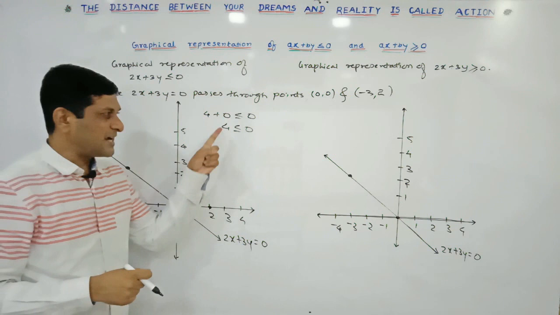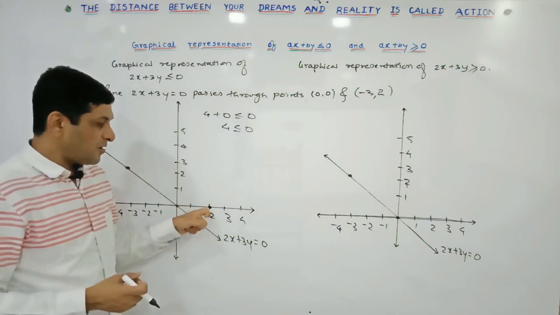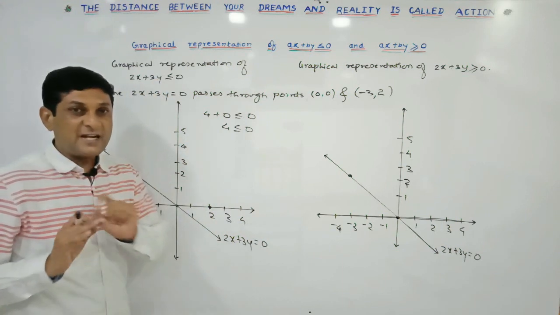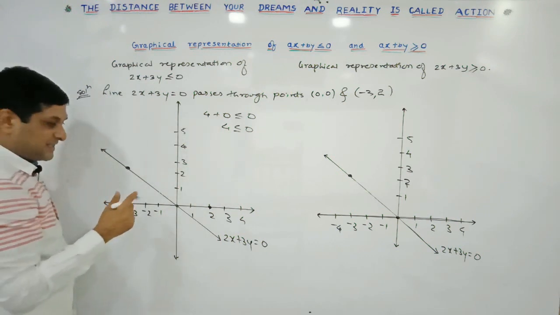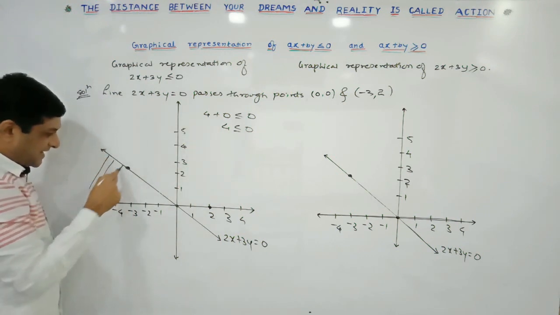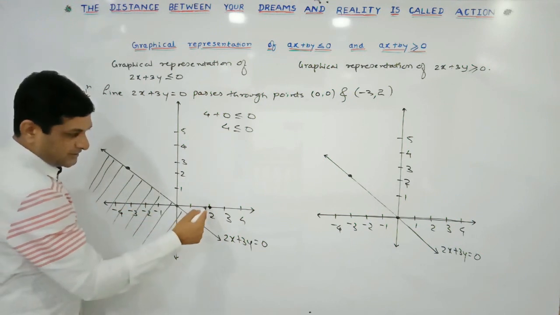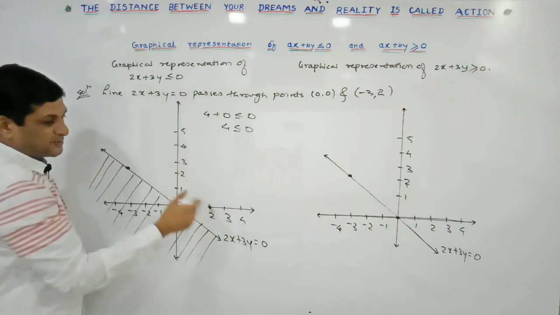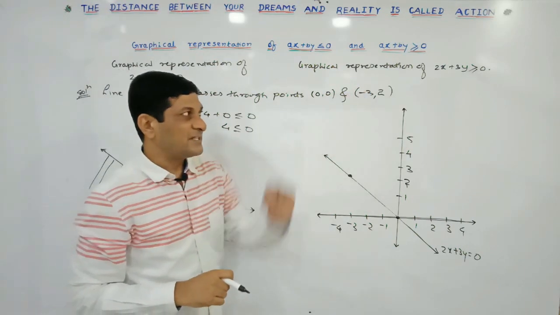Easily we can observe that 4 cannot be less than 0. So the coordinate of this point does not satisfy this inequation. That's why we can say that this part is not the solution set. So its opposite part will be the solution set, because a point on this side does not satisfy the given expression. So this part will not be the solution set, and in this case greater than is there.